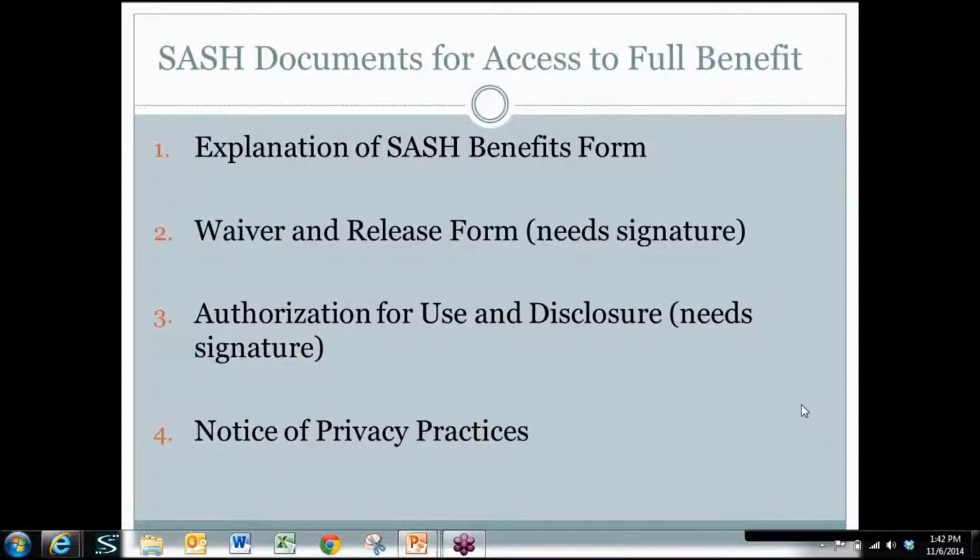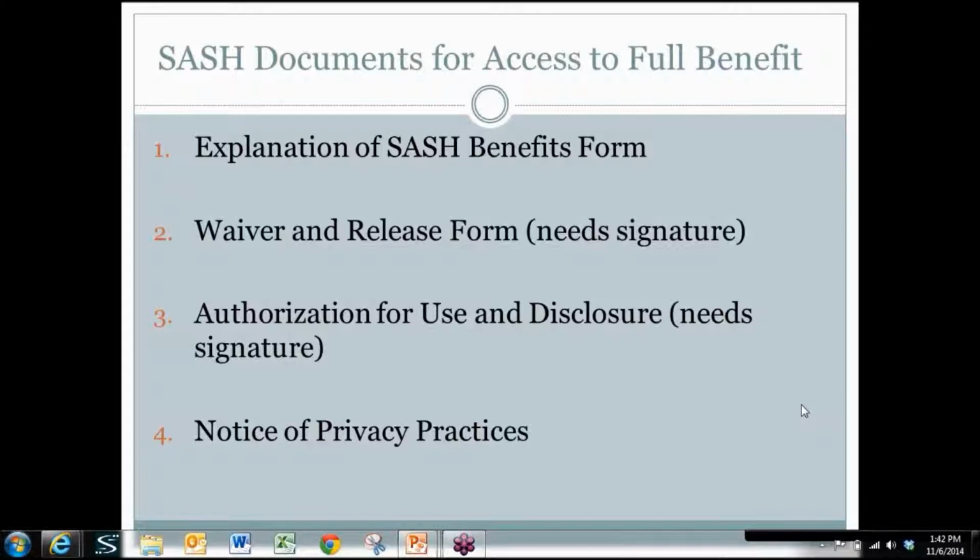So there are 4 forms that you need to go through when you're meeting with potential participants. Only 2 of them actually need signatures. So we're going to go through all 4 of them, but I just wanted to highlight that it's only 2 that actually need signatures. And I'm going to show you where to find these forms easily. They're all up on the SASH forum, which is part of our SASH website. So we're going to go and grab these forms, and we're going to walk through them.